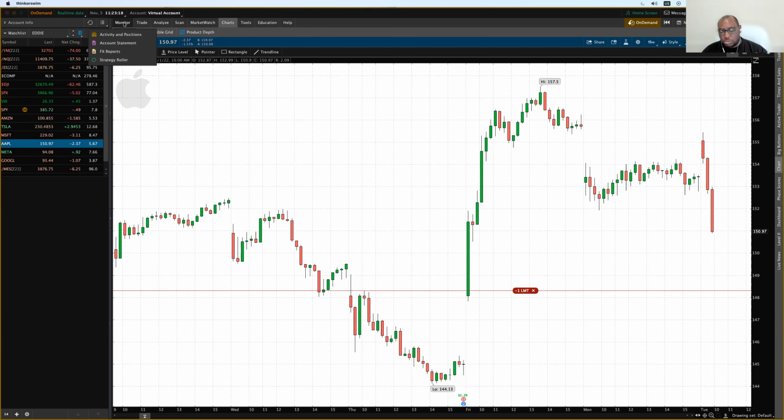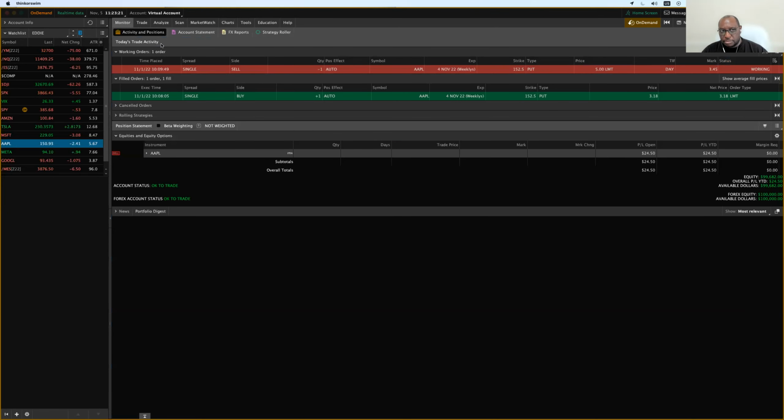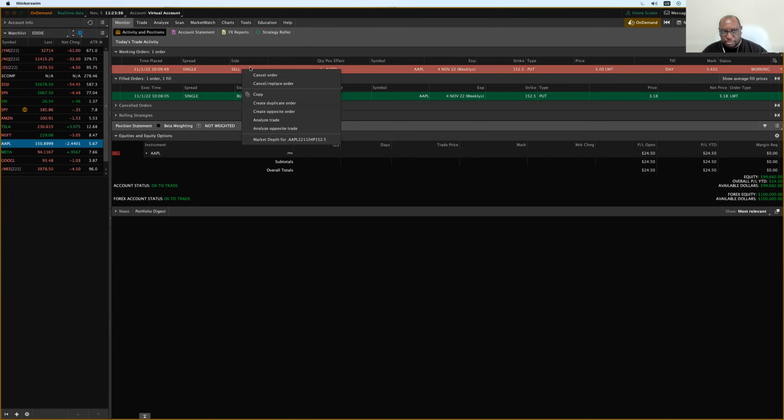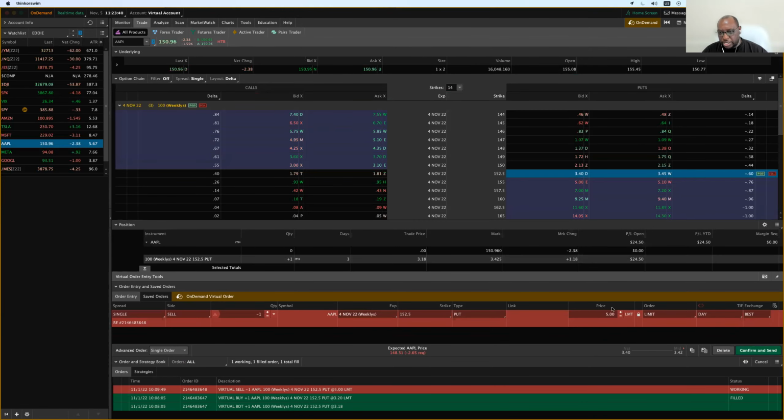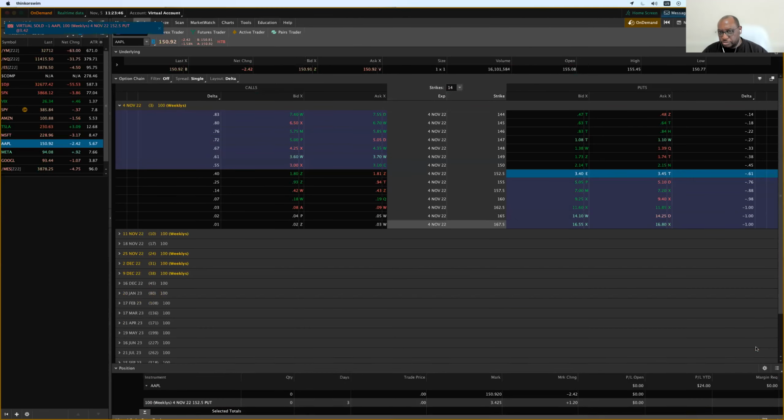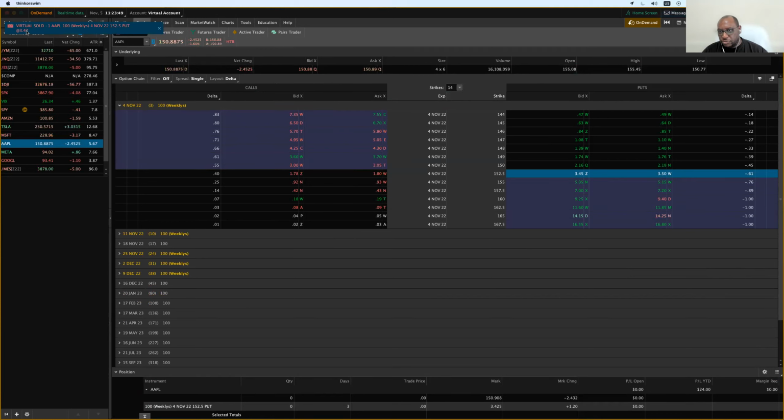The way to do that is go back to your monitors tab and notice that you've got the sell in the working orders here. This time, instead of clicking create closing order, you right click on this working order, do a cancel replace, and you can change the price, or you can open this padlock and decide to take profit now. Go. We just sold it at 3.42.